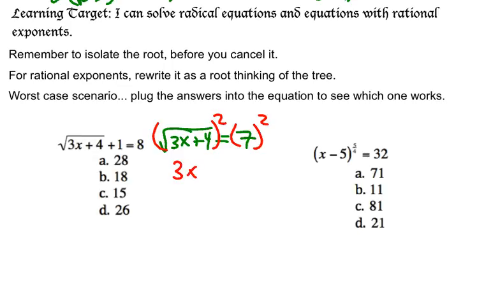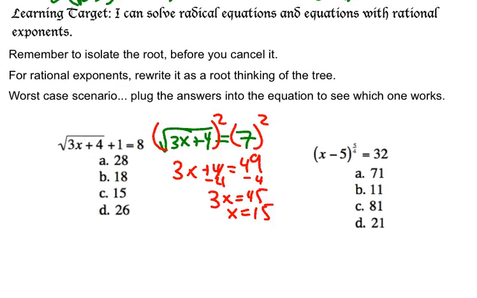That gives you 3x plus 4 equals 7 squared, which is 49. Now we just start doing some pretty basic algebra to solve. 3x equals 45, meaning x equals 15. And the issue that comes across with a problem like this is that once you square something or raise it to a higher power, you can introduce what we call extraneous solutions.